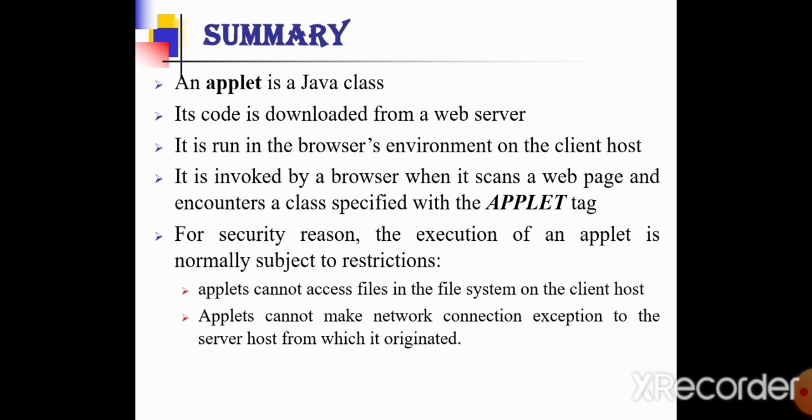So this is a summary of what we have come up with about the applet. An applet is a Java class, and its code is downloaded from a web server, and it is run within the browser environment. As usual, it will be a browser environment on the client host, and it is invoked by a browser when it scans a web page and finds a class specified with the applet tag. So there will be a tag that specifies the applet and is closed with the applet tag. For security reasons, the execution of an applet is normally subject to restrictions. So this is the summary of applet programming.